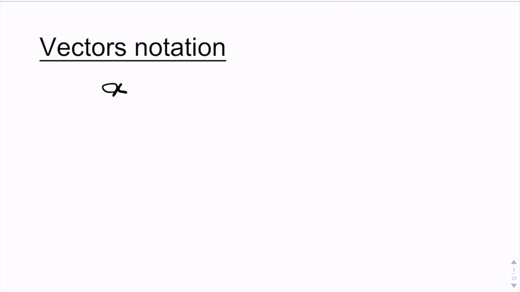Also, the collection of items we usually put in square brackets, like the numbers 5, 10, 16. This is how we define a vector. This is important because later on we also define matrices, and for matrices we use capital letters, so we want to distinguish between the two.